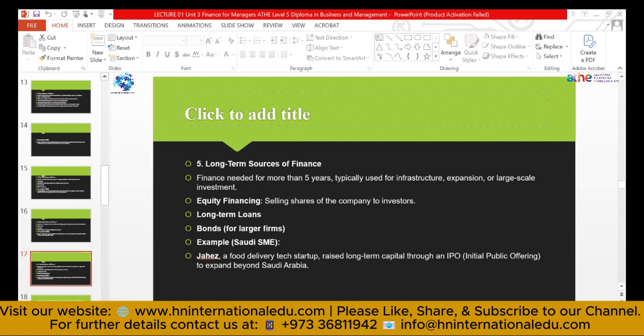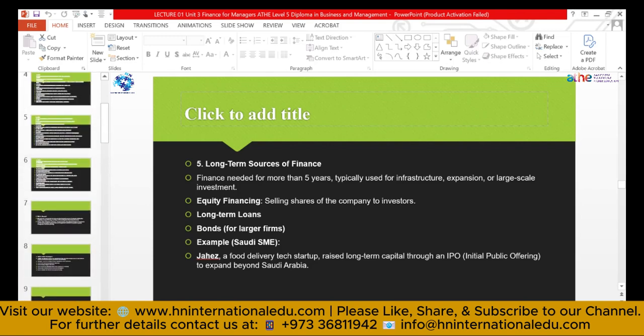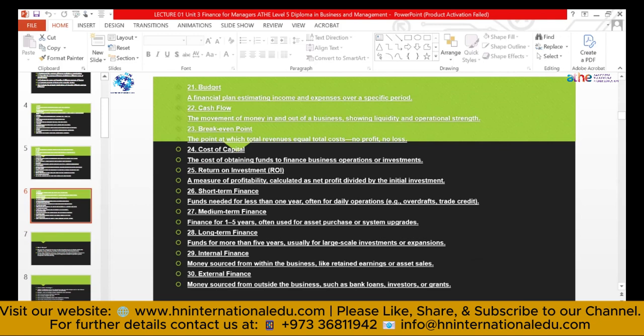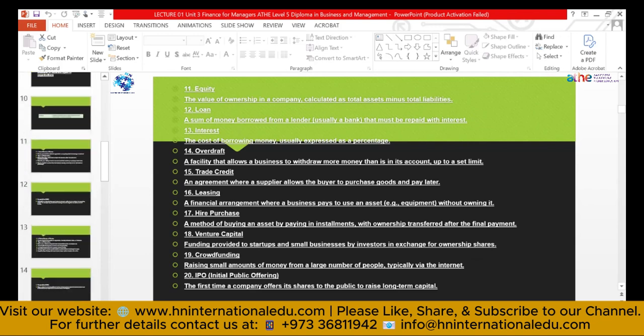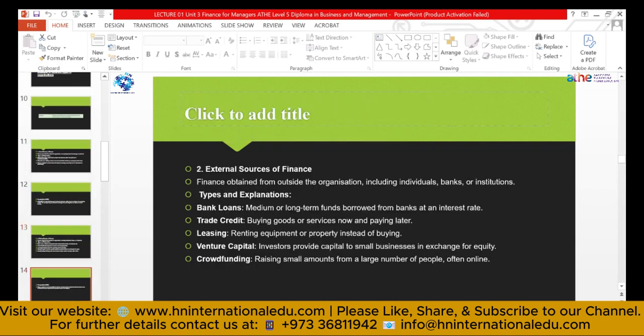It has raised long-term capital through the IPO, known as initial public offering, to expand beyond Saudi Arabia. Initial public offering is when you list your company on the stock exchange. Let me recheck the definition, because I don't want anything wrong. First time a company offers its shares to the public to raise long-term capital. Yes, we are listed on the stock exchange for the very first time. That is called initial public offering.